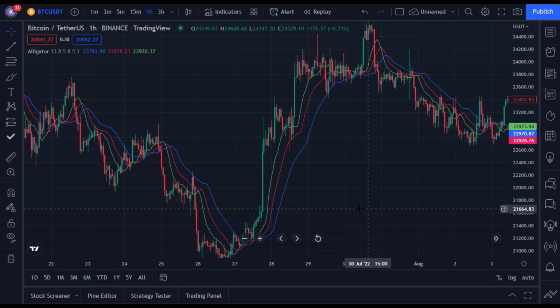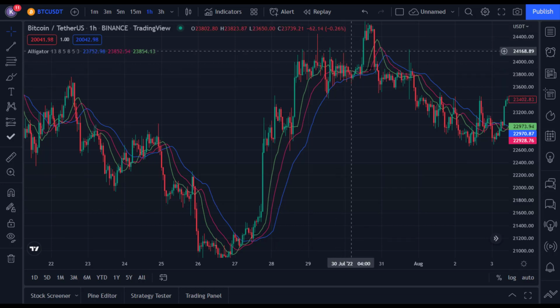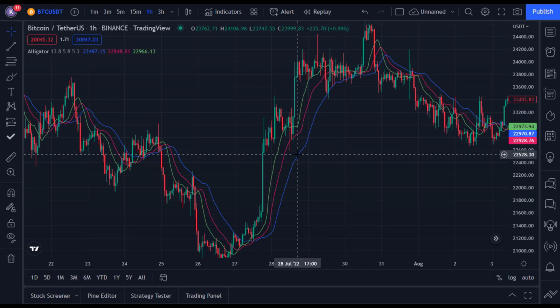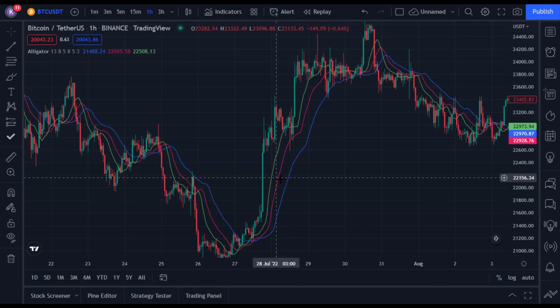If the lines are on top of each other, it is a range market, and if the lines are far from each other, it is a bearish or bullish market. If the market is in a range, it is said that the alligator is sleeping. This indicator can also show us the strength of the trend. The more the lines are separated from each other, the more intense the trend is, and when the lines are on top of each other, it means that we do not have a particular trend.